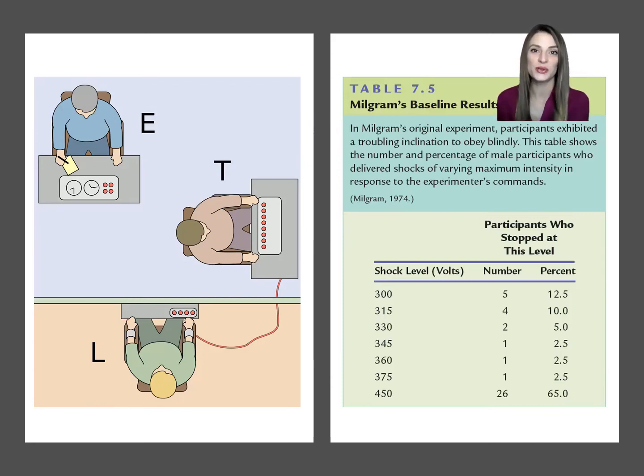The teacher was supposed to be teaching the learner groups of words. When the learner got things wrong, the teacher was supposed to shock them with these shocks. Every time the learner got a question wrong, the teacher was supposed to up the voltage.